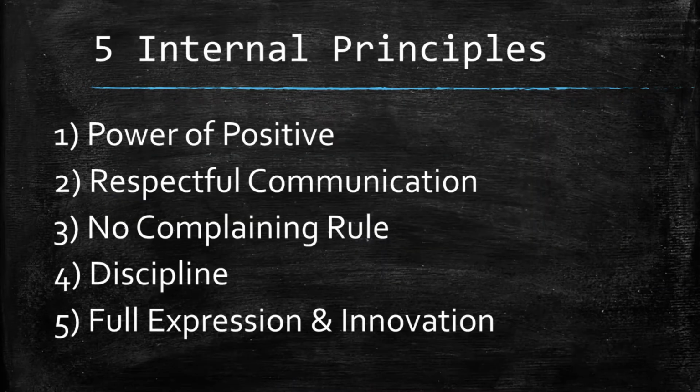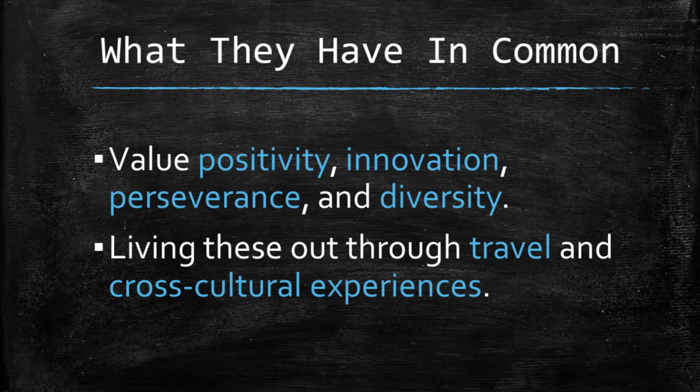Through her research, specifically after speaking to the scholarship coordinator, she found 5 internal principles that they are looking for in employees: the power of positive, respectful communication, a no complaining rule, discipline, and full expression and innovation. Using this information, the two of us were able to compare their values and methods with her own and determine what the two of them have in common. We found that they both value 4 things, namely positivity, innovation, perseverance, and diversity. Of course, they both value more than just those 4 things, but those were the only things that they had in common.